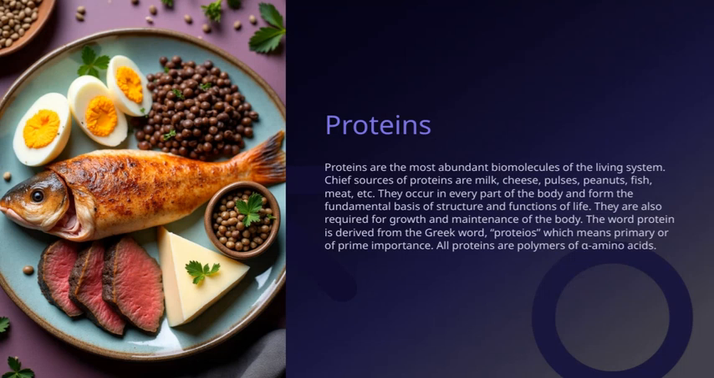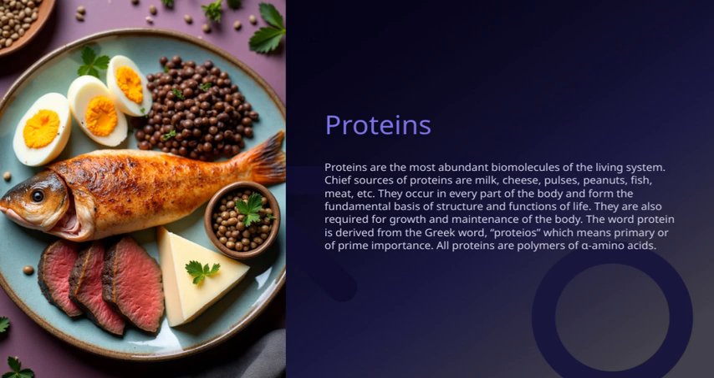Proteins are the most abundant biomolecules in living systems. They are found all over the body and are essential to our structure and functions. You can find their main sources in everyday foods like milk, cheese, pulses, peanuts, fish, and meat. These molecules are fundamental because they make up most of our body tissues and are crucial for growth and maintenance.